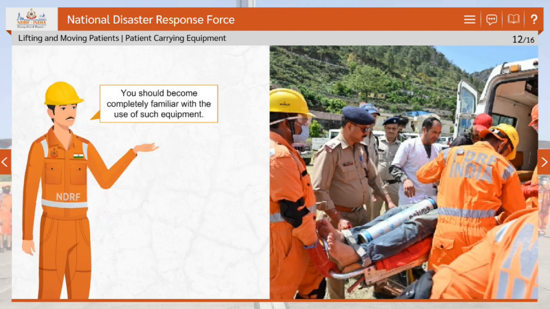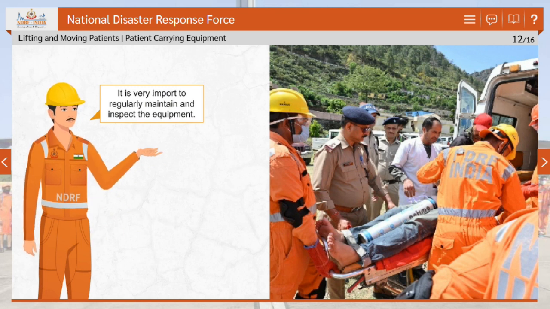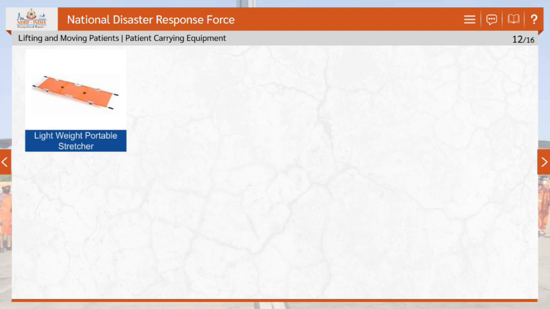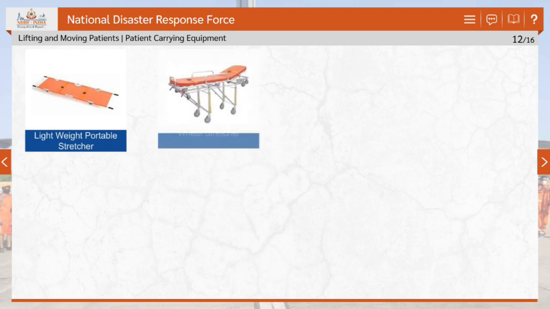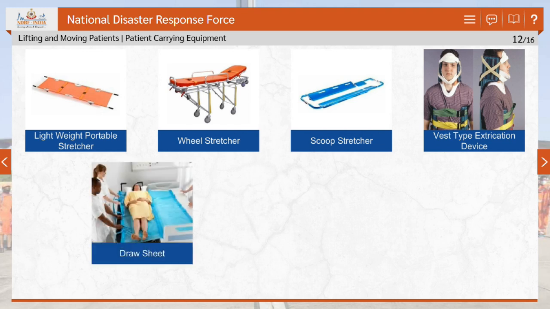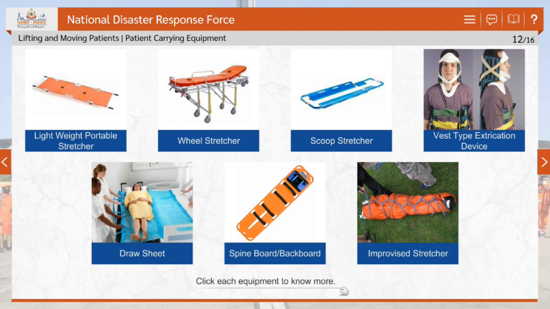You should become completely familiar with the use of such equipment. You must also know the limitations of such equipment. It is very important to regularly maintain and inspect the equipment. Let's take a look at some of the equipment. Some patient-carrying equipment are lightweight portable stretcher, wheel stretcher, scoop stretcher, vest-type extrication device, draw sheet, spine board or backboard, and improvised stretcher. Click each equipment to know more.